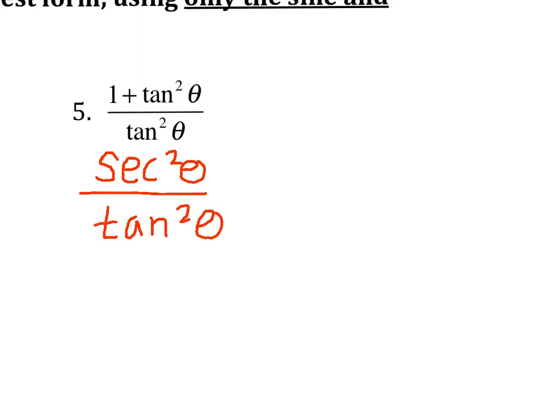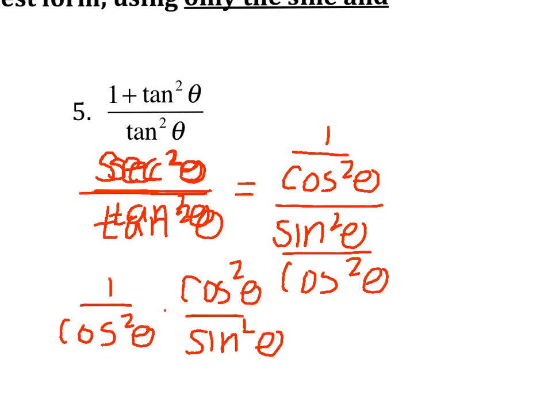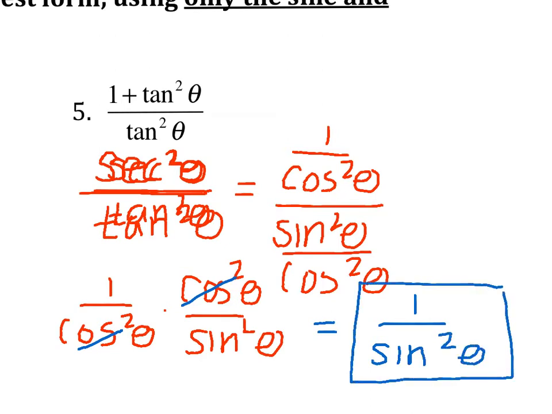So now I'm going to have to rewrite secant squared and rewrite tan squared in terms of sine and cosine. So I have 1 over cosine squared divided by sine squared over cosine squared. I know that when I'm dividing by a fraction, it's like I'm multiplying by the reciprocal. So I have 1 over cosine squared times cosine squared over sine squared. I can see that these cosine squareds are going to cancel, and I'm left with 1 over sine squared. Now, since the directions tell us to leave it in terms of sine and cosine, that would be our final answer.